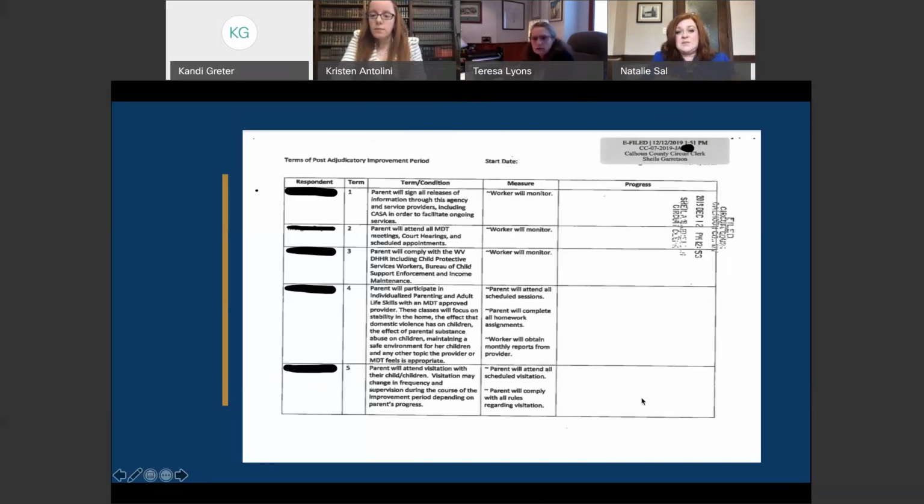Now, sometimes those goals may change as we find more information and as parents are growing in terms of their services and learning and making progress, but it's still really important to keep our eye on the goal of each of the services, the goal of each of the terms and conditions in the improvement period. It is also really critical to be able to put each of these terms and conditions in black and white in front of respondent parents.